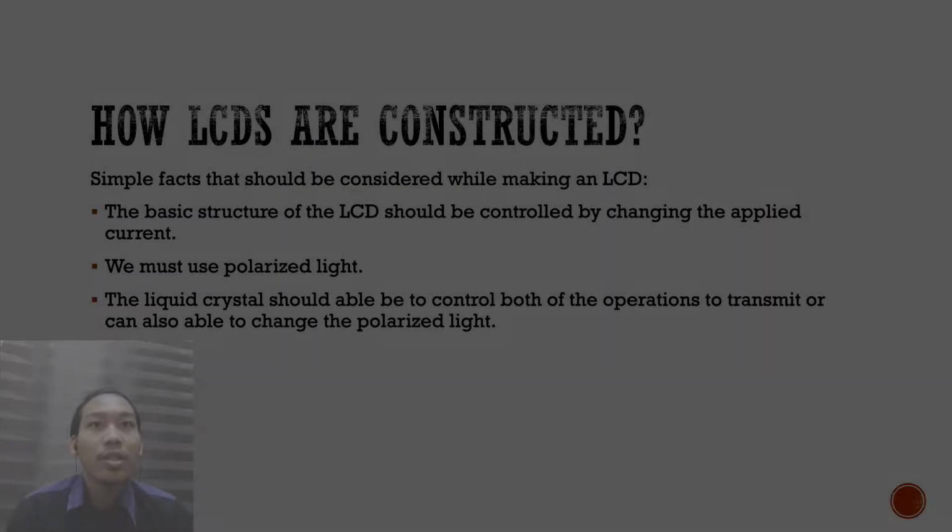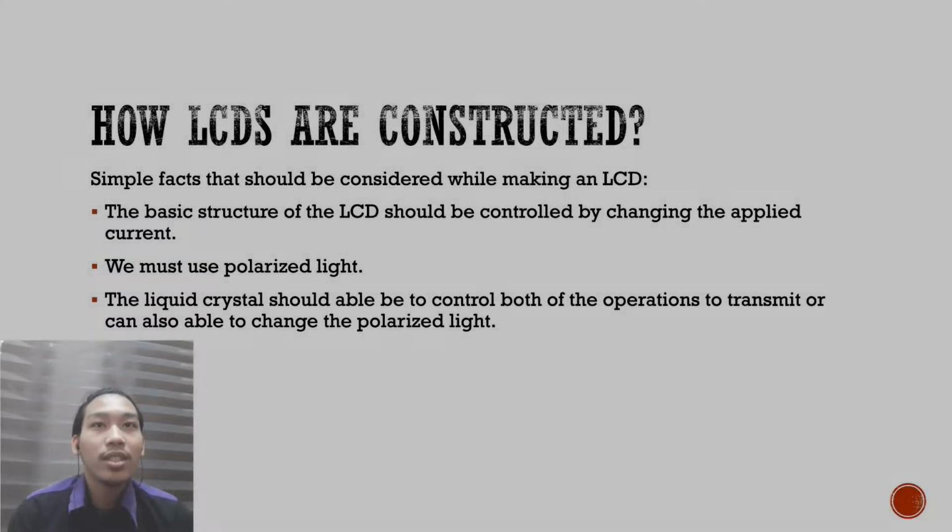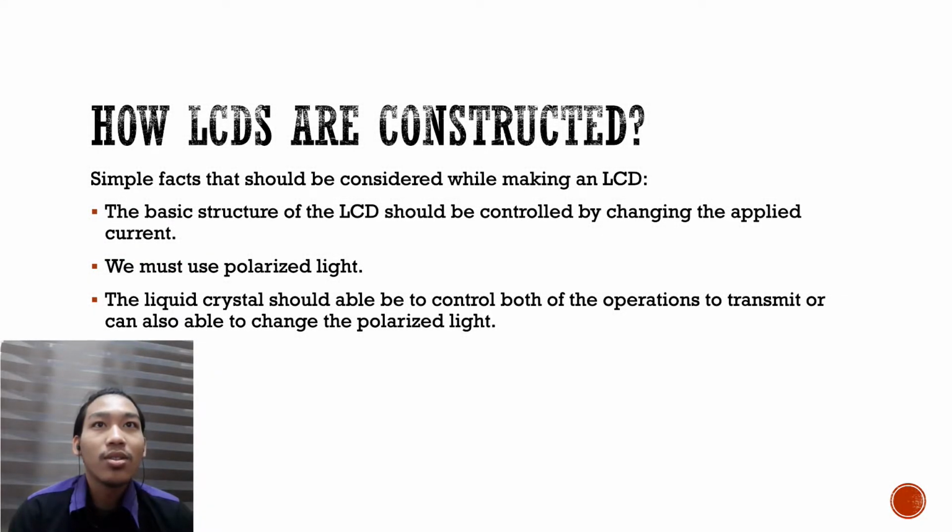I will explain about the operation module of LCD display. So, we must know how LCDs are constructed. There are three simple facts that should be considered while making an LCD. First, the basic structure of the LCD should be controlled by changing the applied current. Second, we must use polarized light. And last, the liquid crystal should be able to control both operations, to transmit or to change the polarized light.